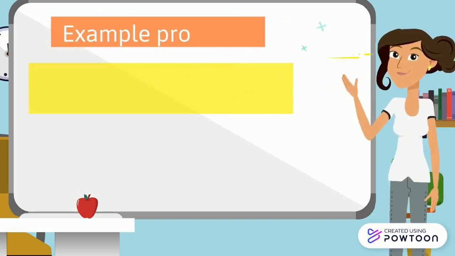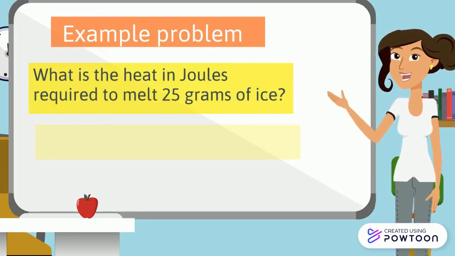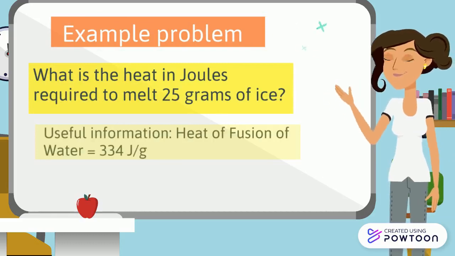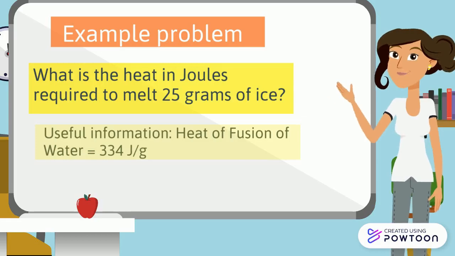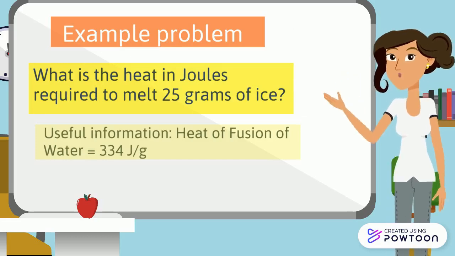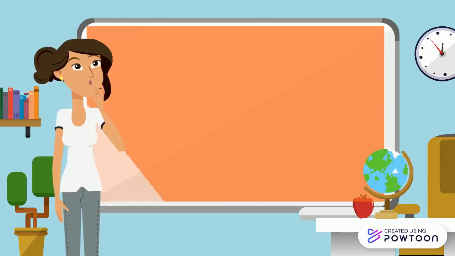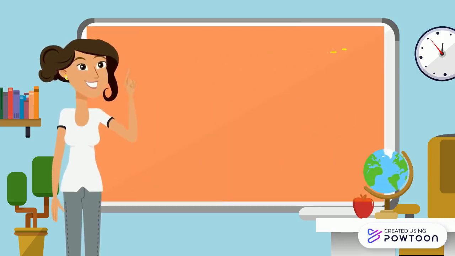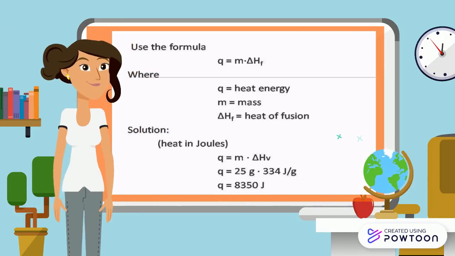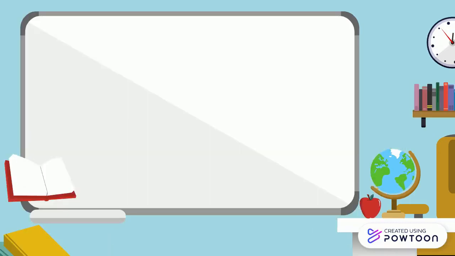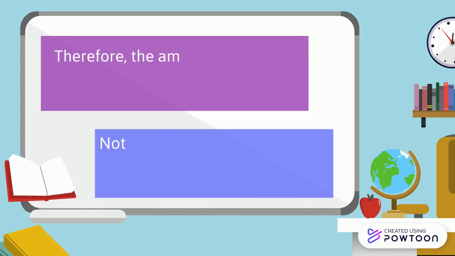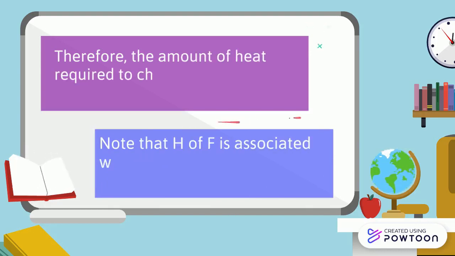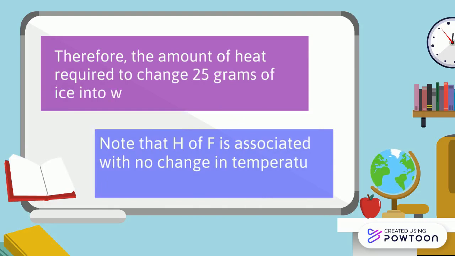Example problem. What is the heat in joules required to melt 25 grams of ice? Useful information: the heat of fusion of water is equal to 334 joules per gram. The solution is to use the formula heat energy equals mass times the heat of fusion, which is 25 grams times 334 joules per gram, equal to 8,350 joules. Therefore, the amount of heat required to change 25 grams of ice into water is 8,350 joules.